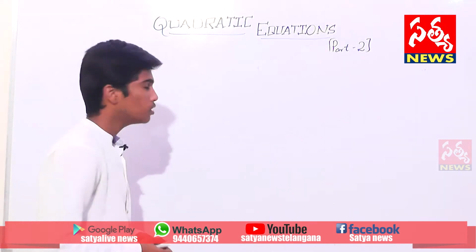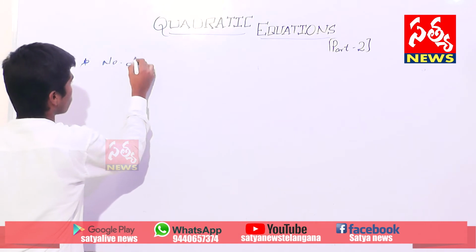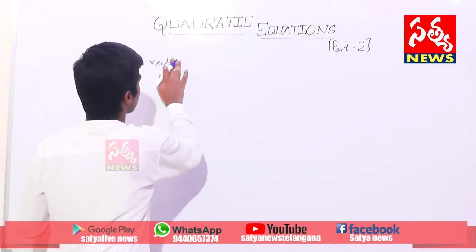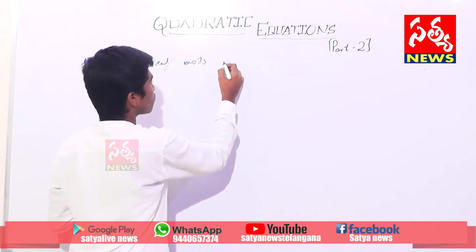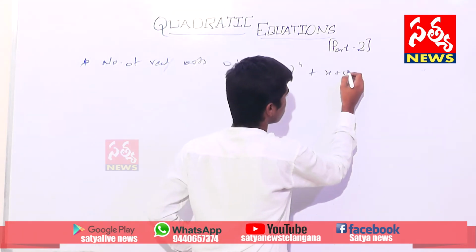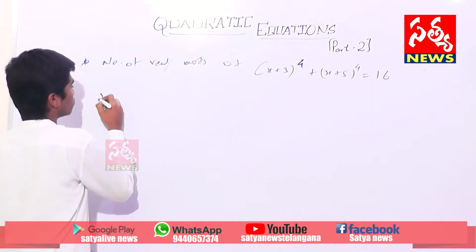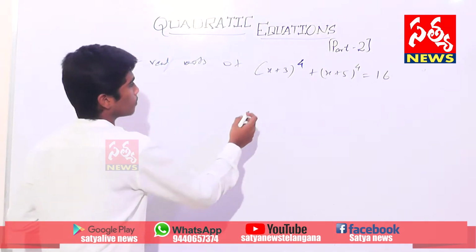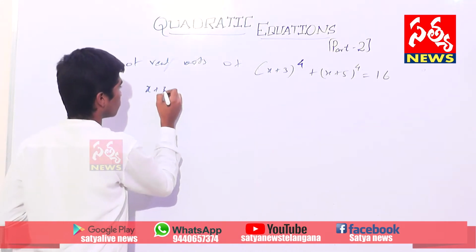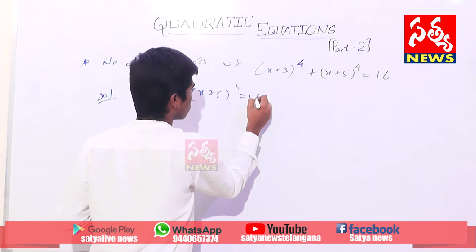And the next problem is: number of real roots of the equation (x+3)^4 + (x+5)^4 = 16. Now let's solve it. Solution. First of all, (x+3)^4 + (x+5)^4 = 16.